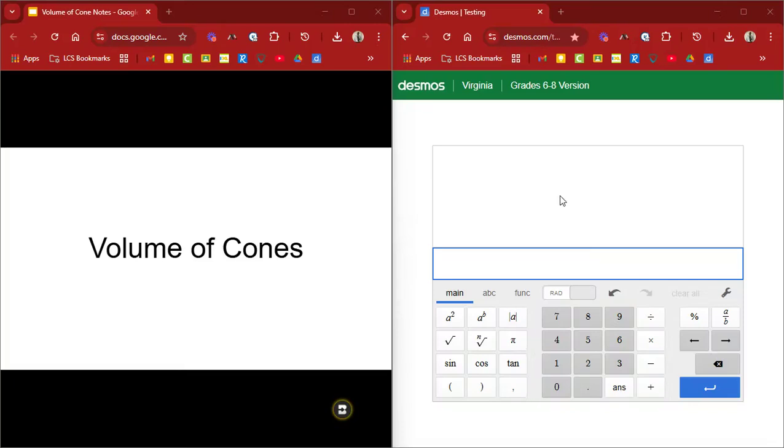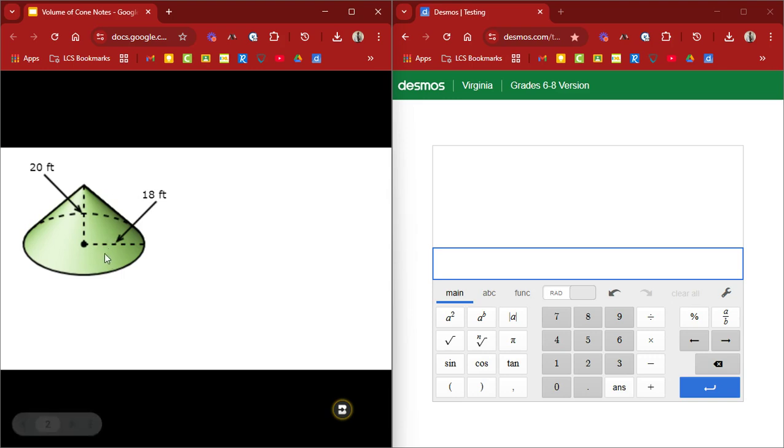For your assignment today, volume of cones is very similar to what we did previously with the volume of square base pyramids. This is exactly what you're going to see on the IXL. You have an image that's showing you the height and, in this case, the radius of a cone. You need to find the right formula.